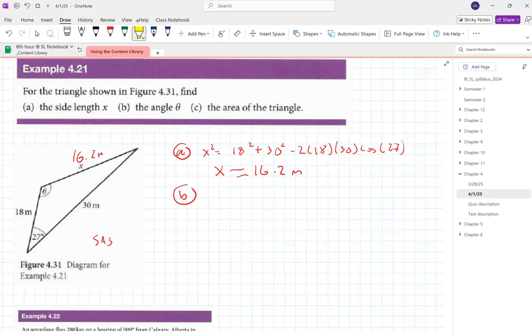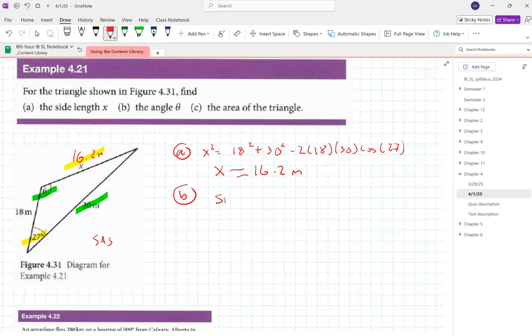We can do law of sines or law of cosines. You have enough information now to do either one. Which one is the easier of the two to use? I think so too. So we'll do sine 27 over the 16.2 equals sine theta over 30.